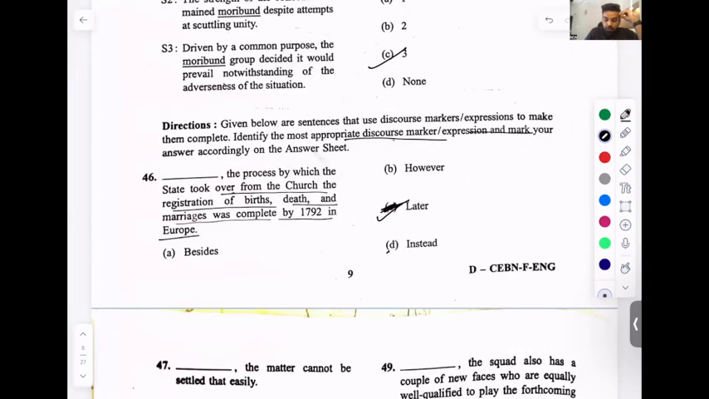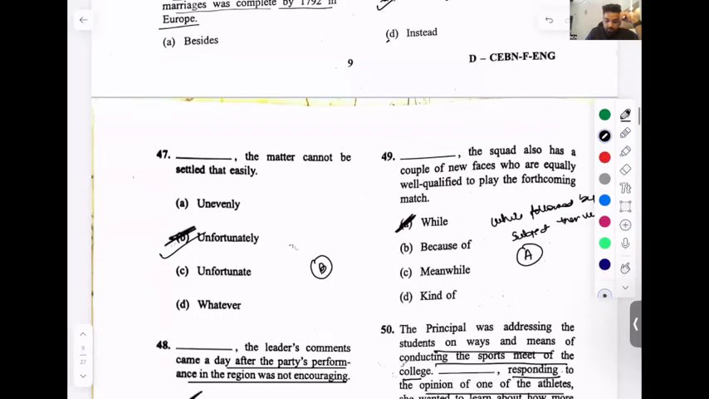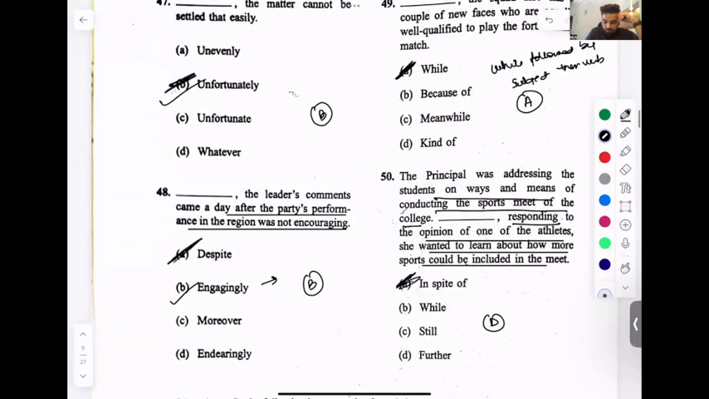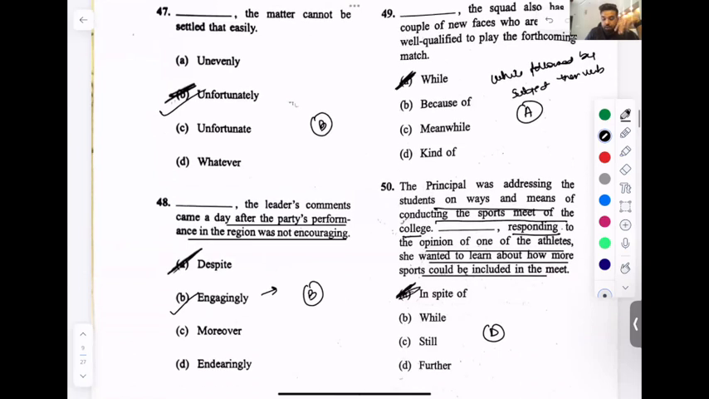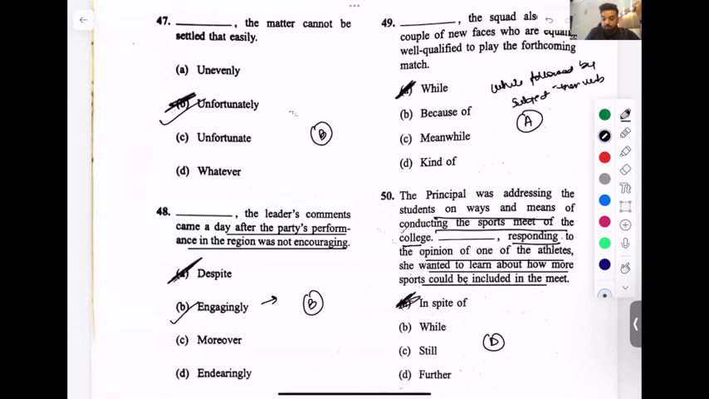Now, appropriate markers, what is the case of it? 46th latter, 47th Bravo, 48th Bravo, 49th Alpha. I'll tell you the reason why I've chosen Alpha, because while is always followed by a subject, then a verb, and that is what I'm seeing in my 49th question.